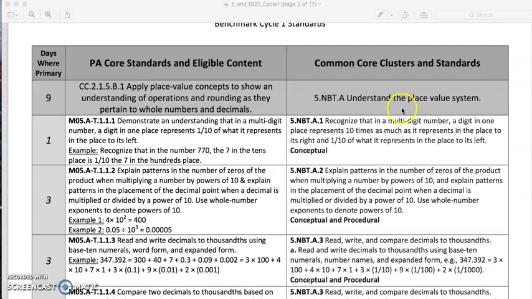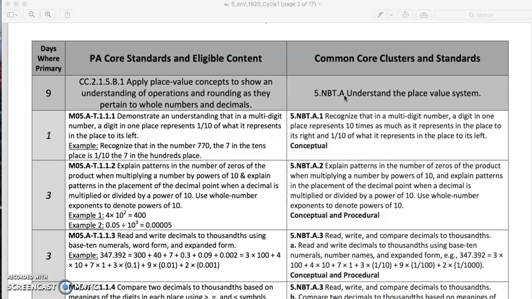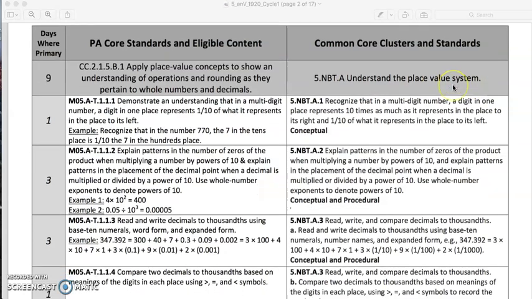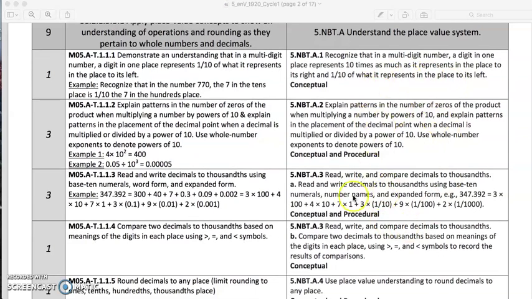In the right column, you'll see how that PA content aligns to the Common Core content. This PA core standard is very similar in language to this Common Core cluster, the 5NBTA cluster. Understand the place value system. That is super broad. What does that really mean? Here are the Common Core standards that align to that Common Core cluster. So 5NBTA, 1, 2, 3, and so on.